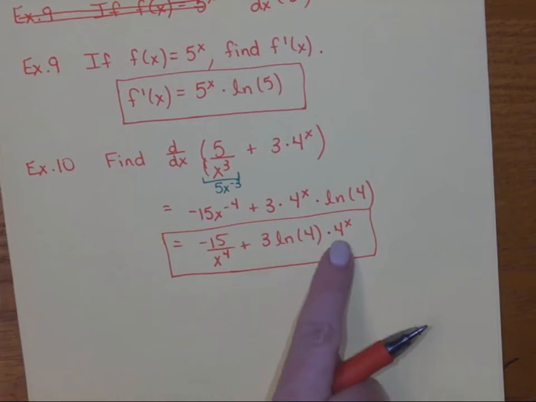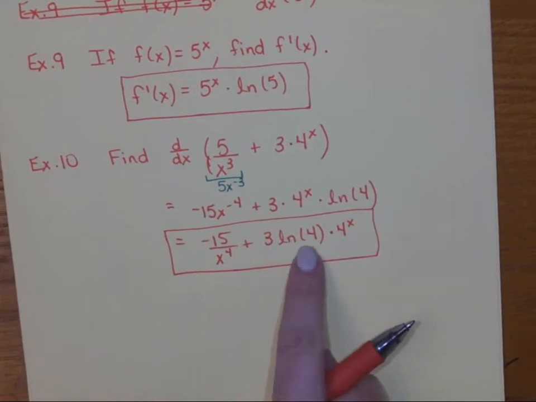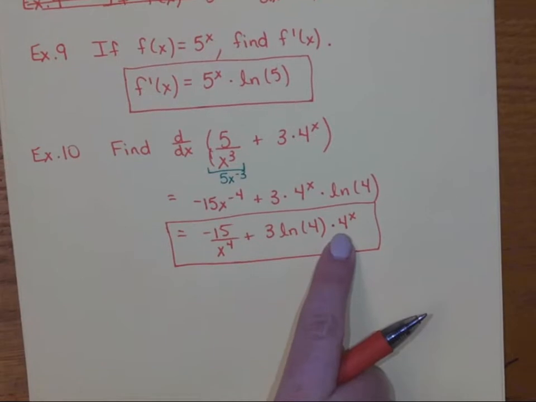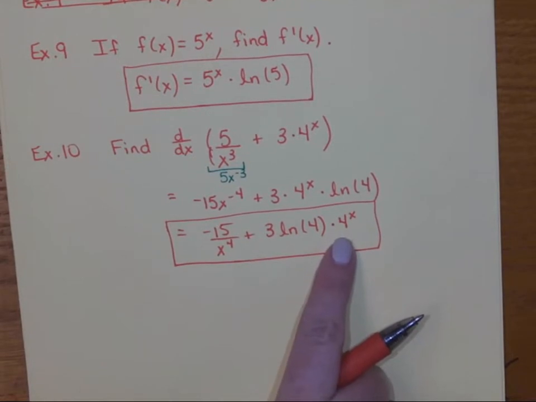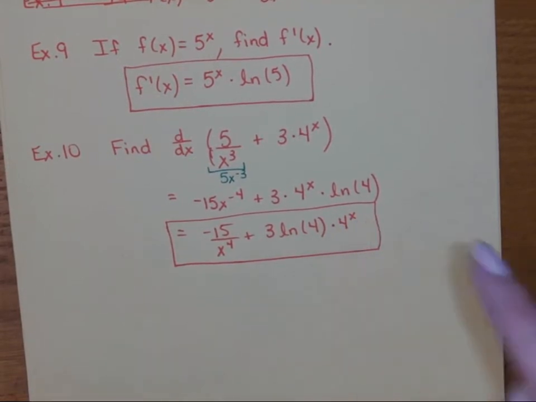Now, how you wrote these order-wise, it wouldn't matter. I just like to write it like this so I'm not tempted to try to do the 3 times 4, which I can't do anyway. Think of this like the 4 and the x are like a pair. We can't separate them. So we definitely don't do 3 times 4 to get 12 there.